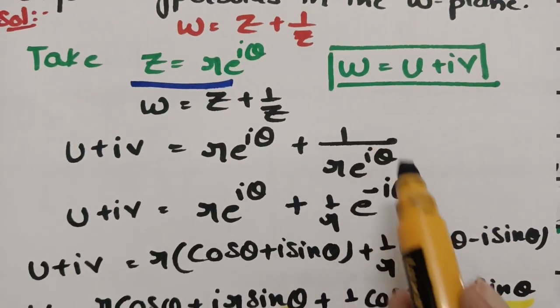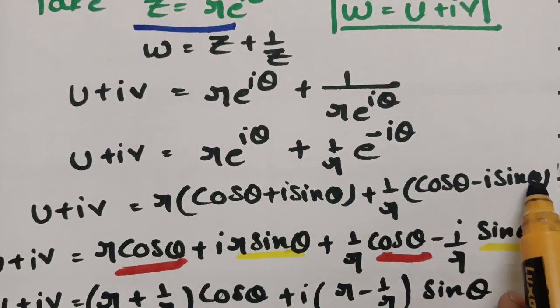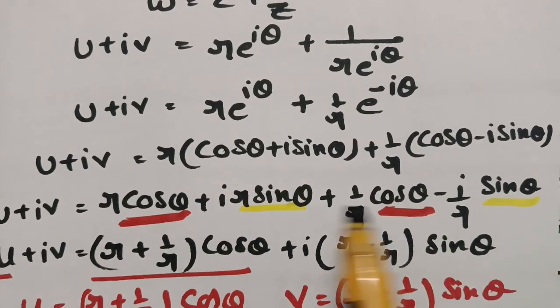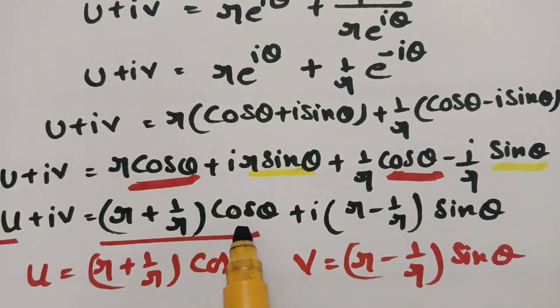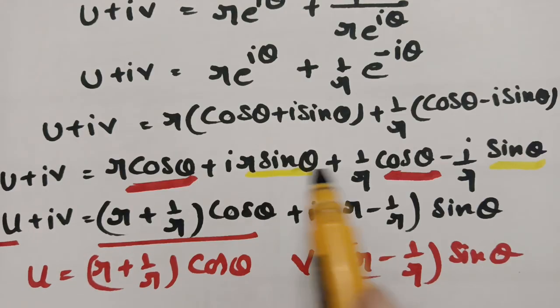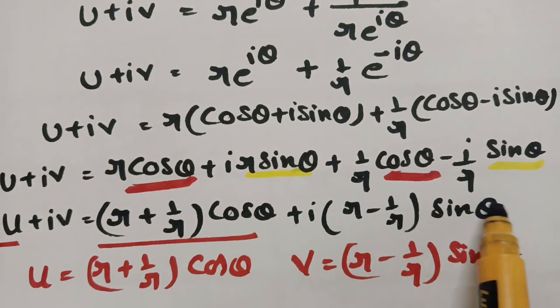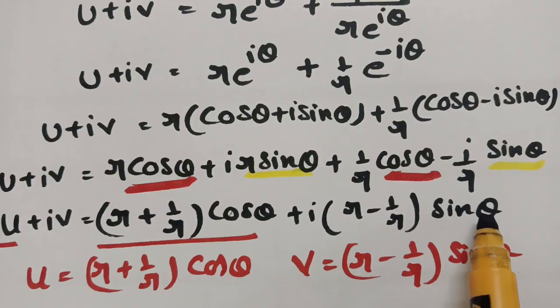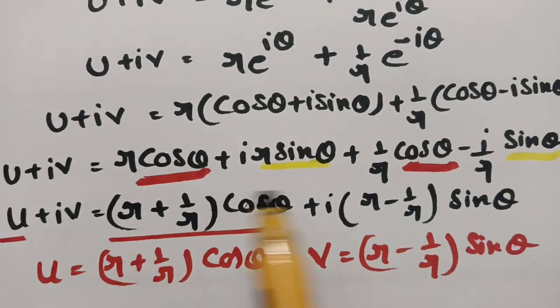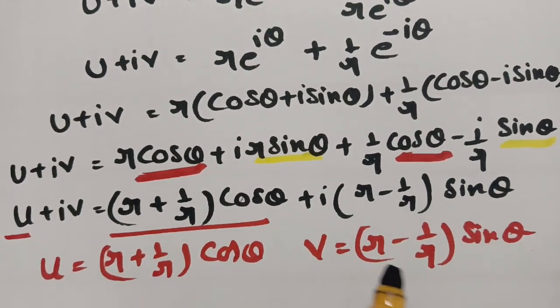So if I send it into the numerator, it is minus. So this will be cos theta minus i sin theta. If you take cos theta as common, this will be r plus 1 by r into cos theta remains. If you take i and sin theta as common, this will be r minus 1 by r into sin theta. On comparing the real parts and the imaginary parts, we got the u value as well as the v value.